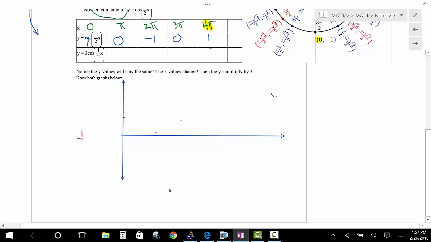So what I'm going to do is let's go ahead and increment this out. So that's pi. This is 2 pi. This is 3 pi. And this is 4 pi. And we're going to scale this because of this amplitude of 3. We're going to take the y values up to 3, and we're going to take that down to 3 like that. And then we're going to go ahead and sketch this graph in.